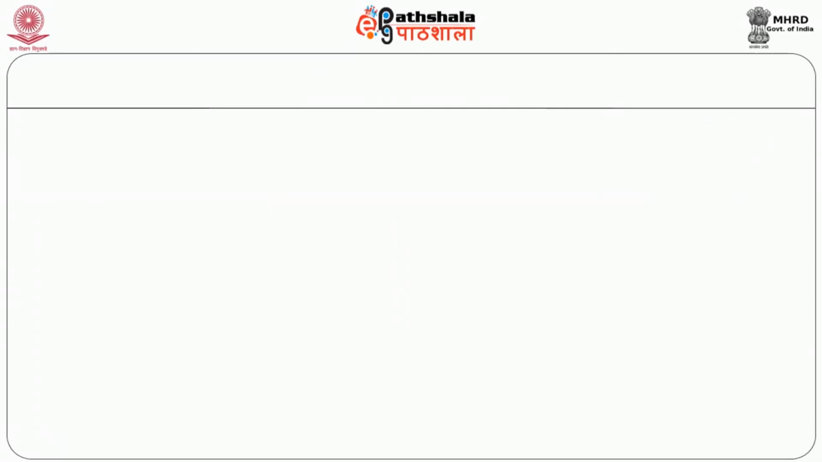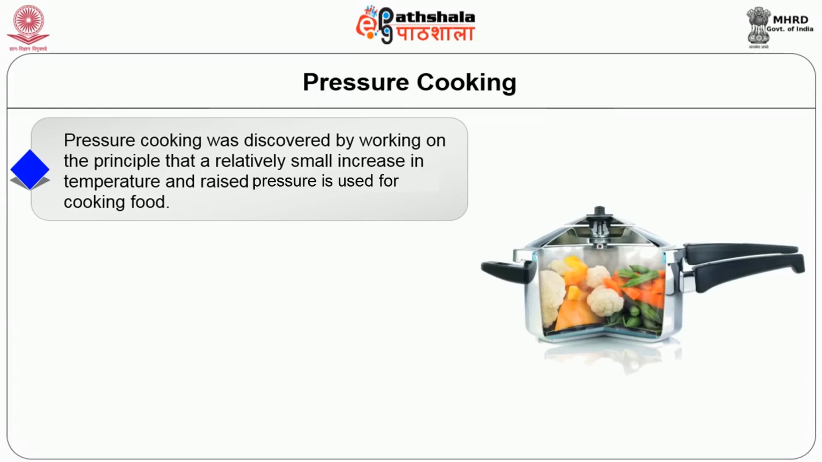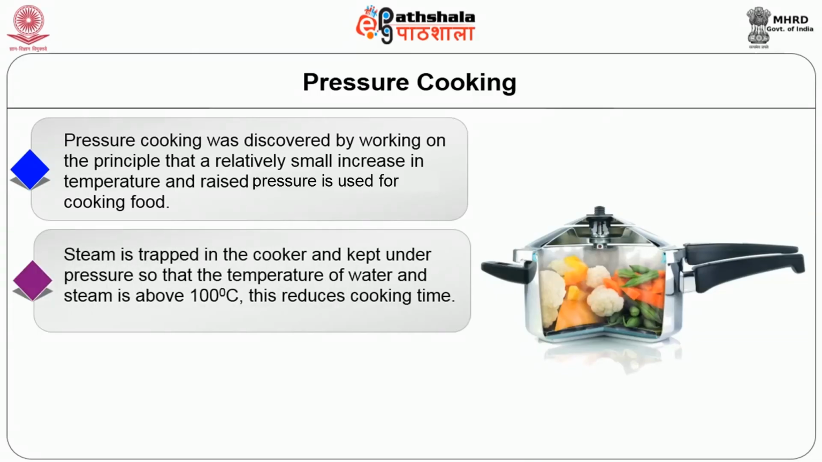Dear students, in all our homes we use pressure cooker. Let us see the pressure cooking method in detail. Pressure cooking was discovered by working on the principle that a relatively small increase in temperature and raised pressure is used for cooking food. Steam is trapped in the cooker and kept under pressure so that the temperature of water and steam is above 100 degrees Celsius. This reduces cooking time.